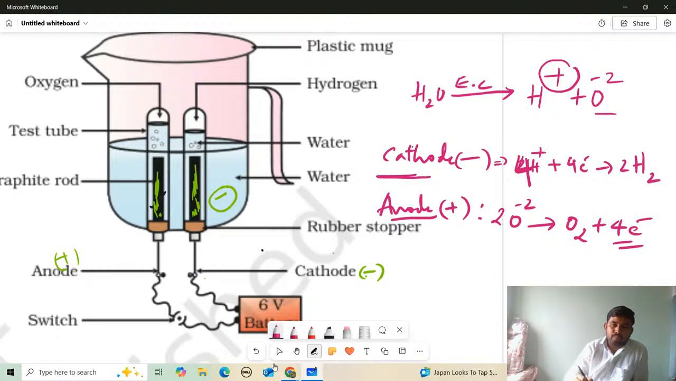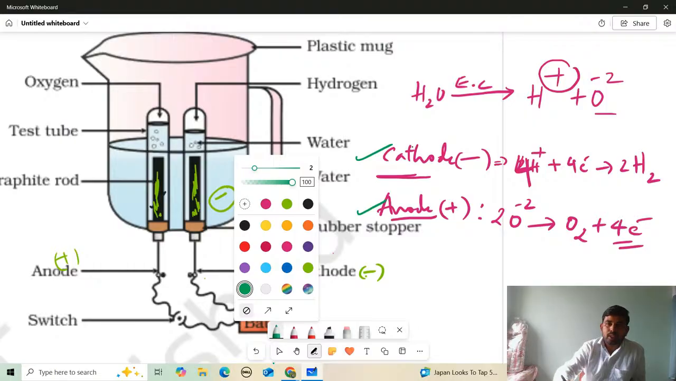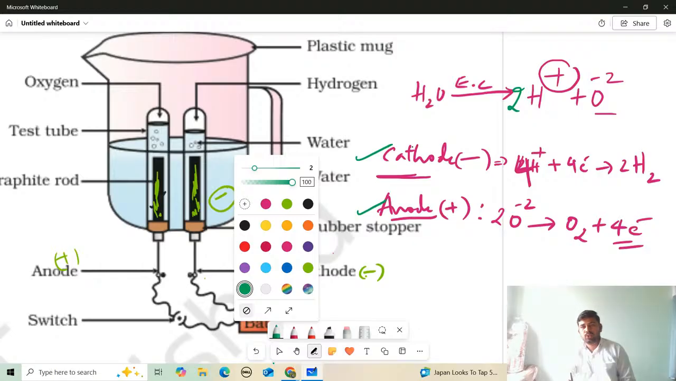You remember here again I'm saying here. There are two electrodes, one is the cathode and the other is the anode. When we pass electricity through the water, two H plus ions will be produced and one O minus 2 ion will be produced.